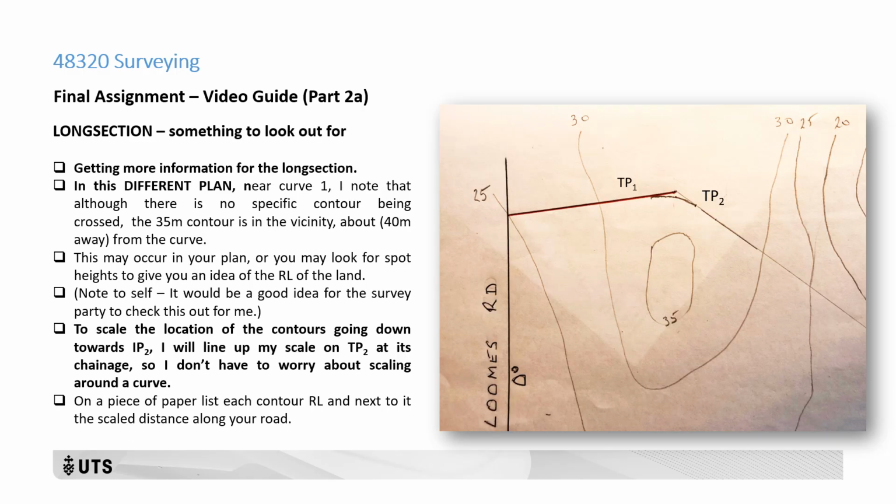Okay, have a close look through your road design, through the straights. This is a different plan, but you can see near curve 1, there's an absence of contours. We know the road's going to be higher than 30, but under 35 metres. Have a look to see if this crops up anywhere in your plan.